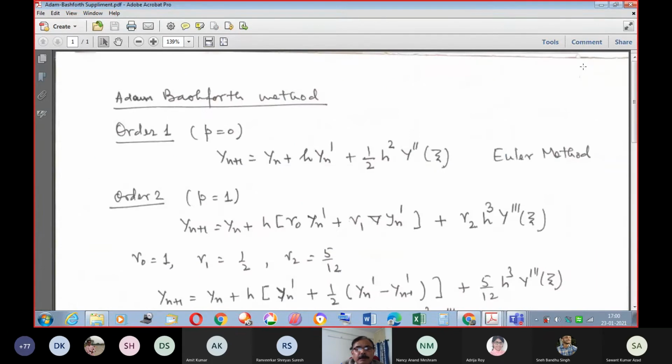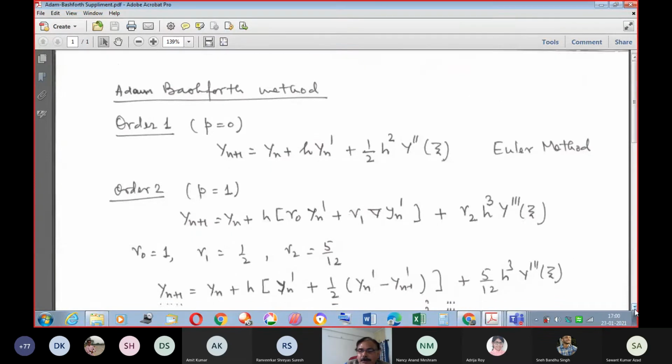Is this slide visible to you, the other one? Yes, sir. That is the Adams-Bashforth method, order 1, order 2, and so on. Okay, nice. So this is what you wanted. It was there as a pin. This was the first, for p equal to 0, and that is your Euler method. Second, I have explained orally.